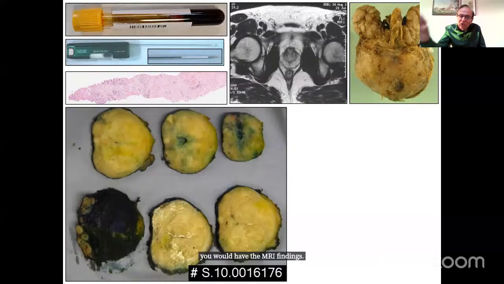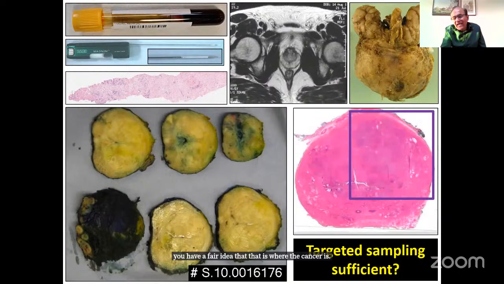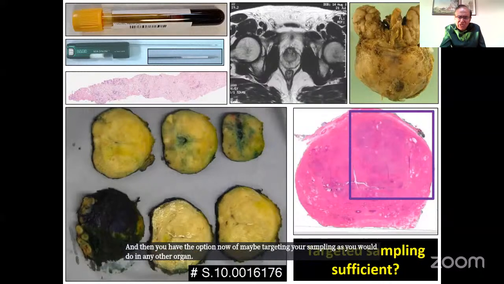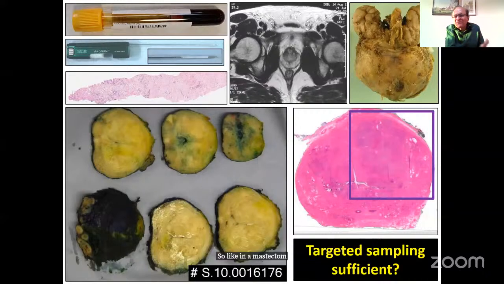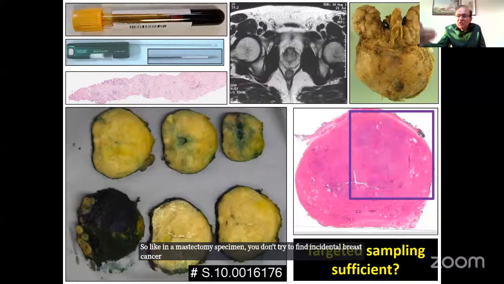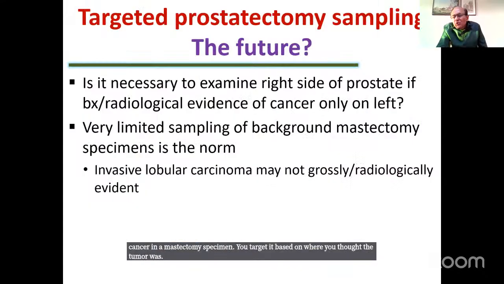So if the MRI now shows a lesion at the right mid-gland, a PI-RADS 5 lesion, and the biopsies are only positive on the right side, you have a fair idea that that is where the cancer is. And then you have the option now of maybe targeting your sampling as you would do with any other organ. Like in a mastectomy specimen, you don't try to find incidental breast cancer. You target it based on where you thought the tumor was. So that could be the future.